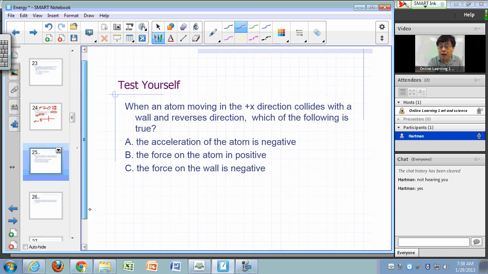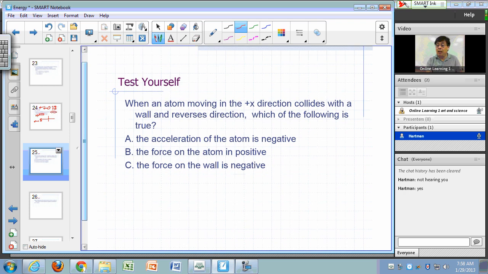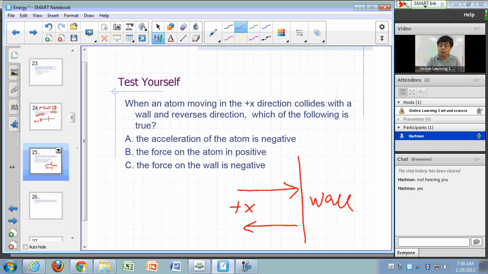Here you have an atom moving in the positive x direction. So let's take our positive x direction as this one. It collides with the wall and then reverses direction. So here's your wall. Which of the following is true? A, the acceleration of the atom is negative. B, the force on the atom is positive. C, the force on the wall is negative.